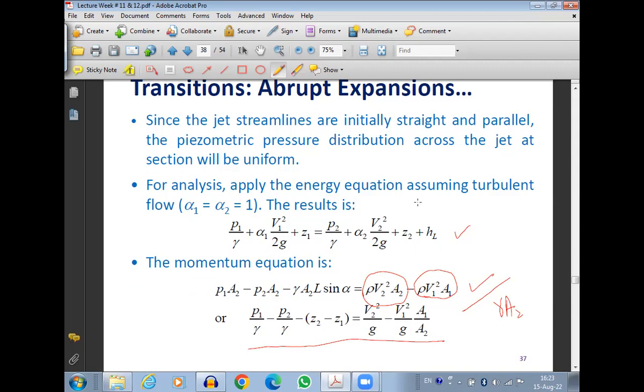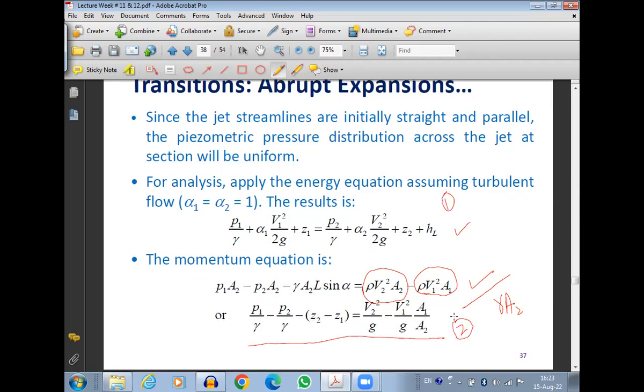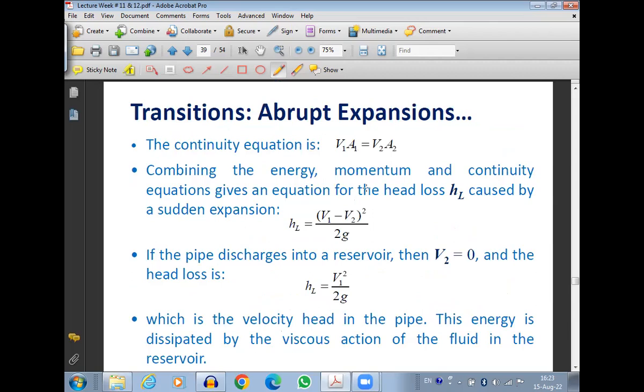So that was the energy equation. You can say equation 1 is the energy equation. Equation 2 is the momentum equation. Then the next one is the continuity equation. Continuity equation: V1 A1 equals A2 V2. This will be the continuity equation.